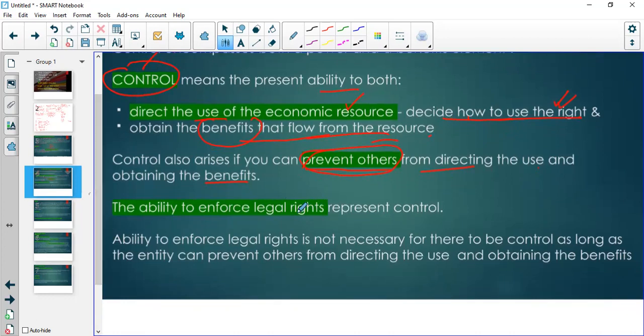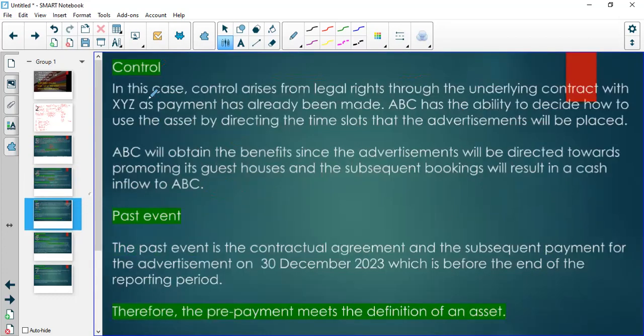So sometimes you may not have a legal right, like it's not registered as an intellectual property, but it's just your knowledge that you have. As long as you can prevent others from using that and obtaining those benefits, you have control over that. So now when we talk of control, let's talk about how control is acquired.